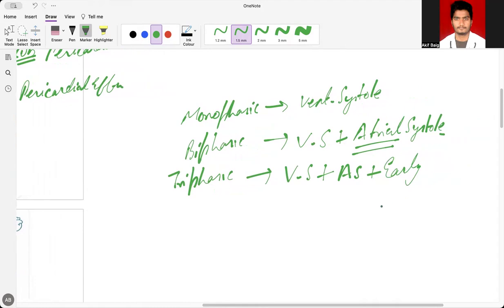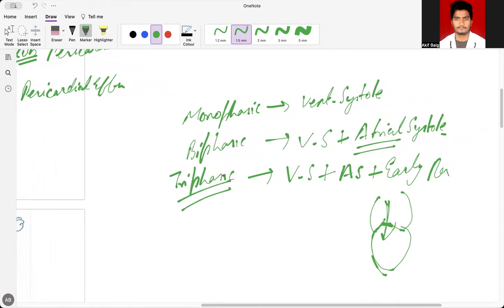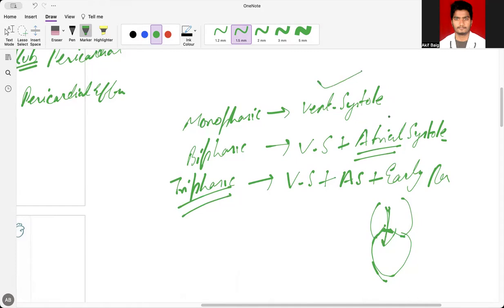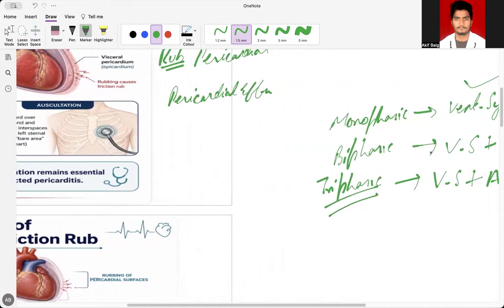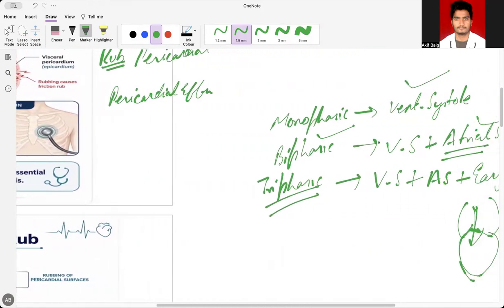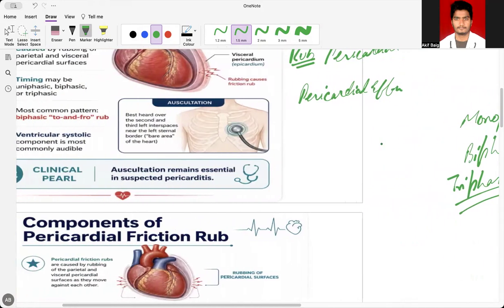During the early phase of rapid filling, suppose this is the atria and this is the valve. Whenever the valve, the tricuspid or bicuspid valve, opens during the diastolic phase, there is an early rapid filling phase, and because of that there is a distension of the ventricle, and both pericardial layers can rub against each other, and it is called triphasic. The most common is ventricular systole, followed by atrial systole, and early rapid filling phase is quite rare. So usually the most commonly seen is the biphasic one, where both ventricular systolic and atrial systolic rubs are heard.